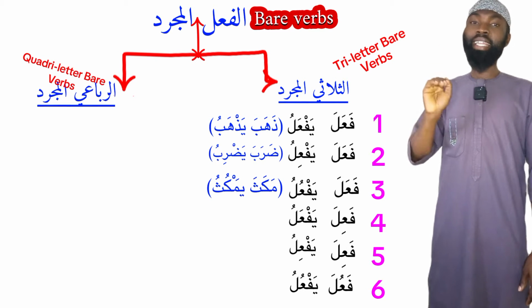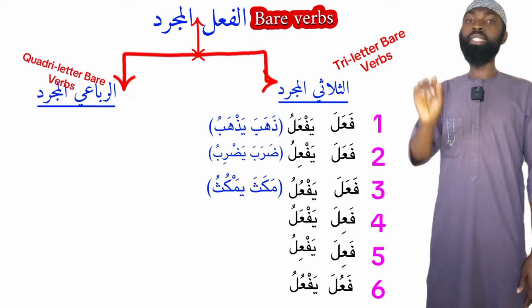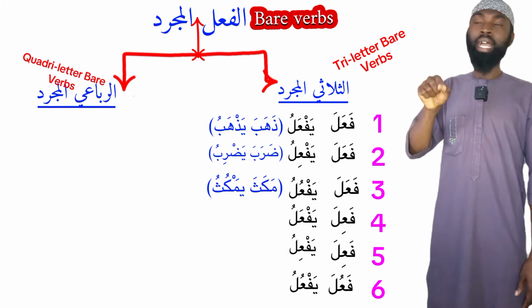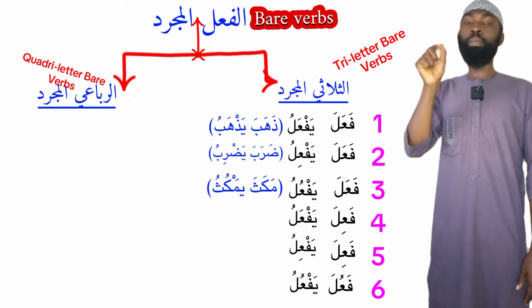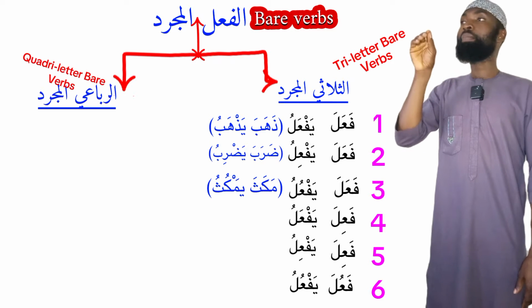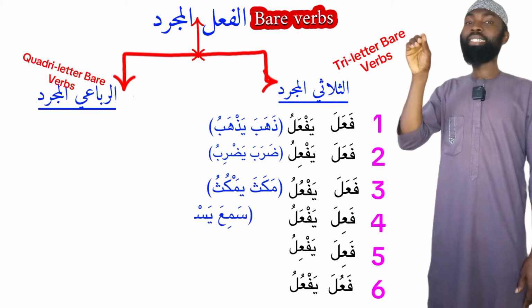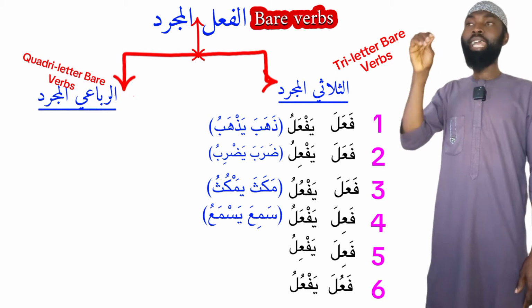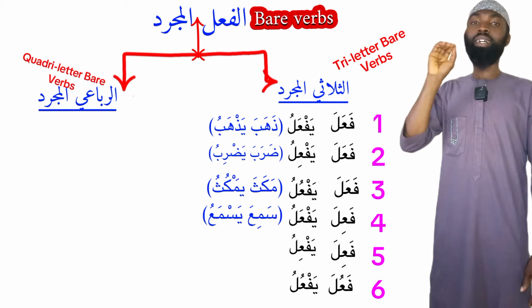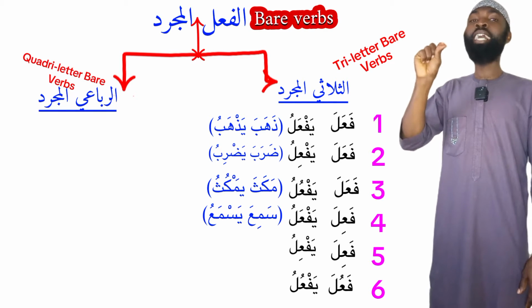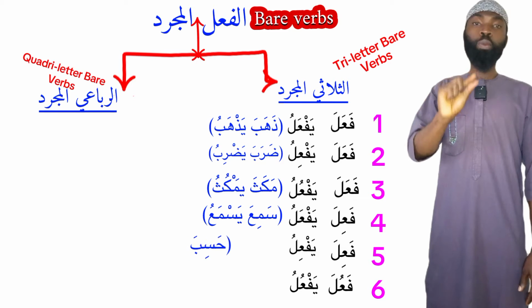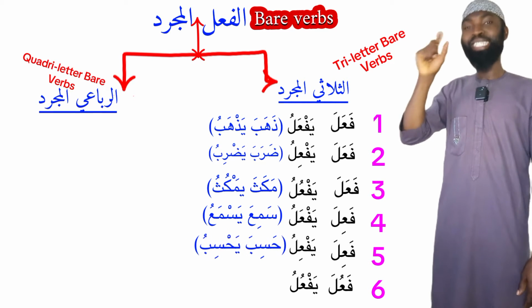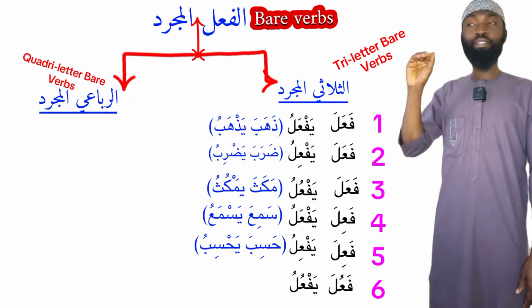Then the fourth scale, where we have fa'ila yaf'alu. An example will be what? Sami'a yasma'u. The fifth wazn, where we have fa'ila yaf'ilu. An example will be what? Hasiba yahsibu. That is also a different word.